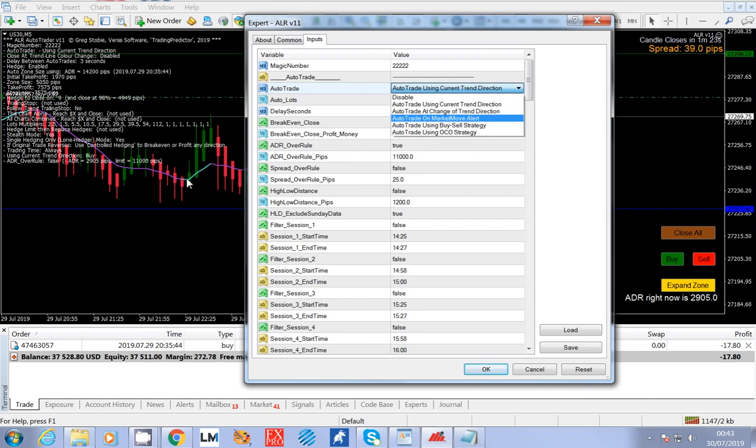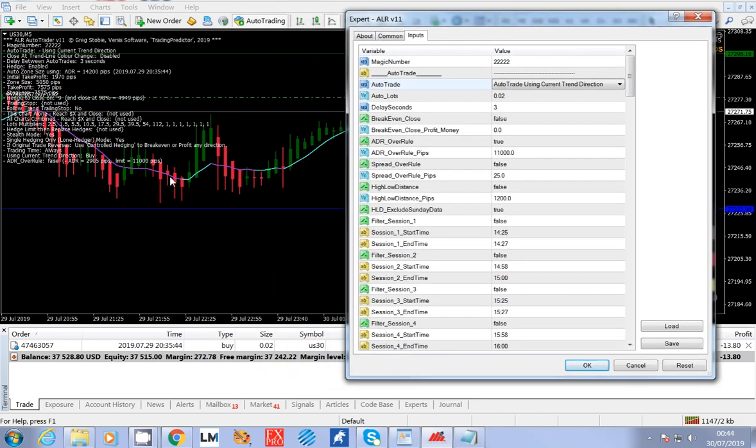Whenever the color changes to purple or blue, that is the current trend direction. Even if, for example, a trade had to open somewhere down here, it would look at the line, it would be purple, and it would place a sell signal. And of course when it's blue, it will select a buy signal. So that's what the current trend direction does. The auto trade at change of direction means that when the color changes, the ALR will place a trade. If the trade closes and there's no change of color, nothing will happen. It won't place a new trade until the color changes, for example from here to here, blue to purple.